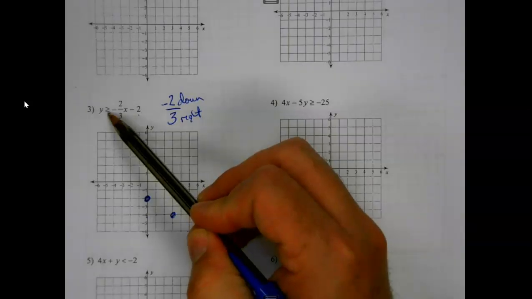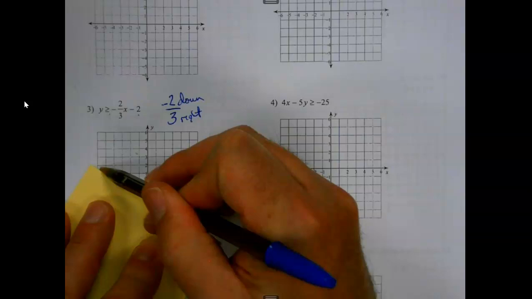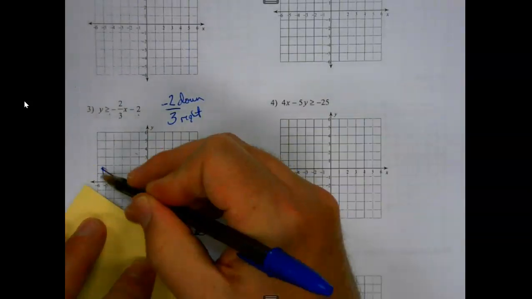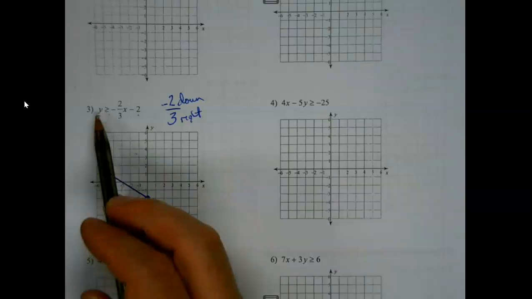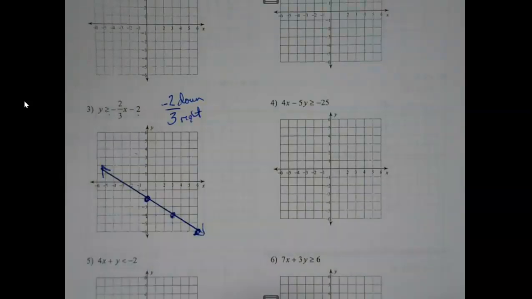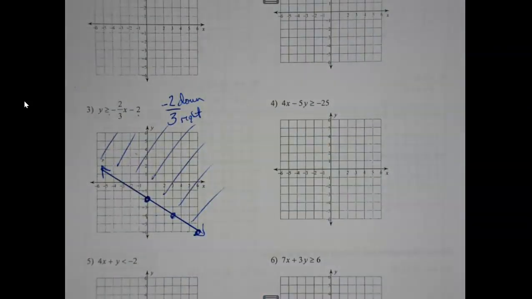Line underneath, we're going to be solid. We're good there. And since the arrow is eating y, that means greater than. We shade above. We keep life simple. That's it. But are they all going to be quite that straightforward? No.